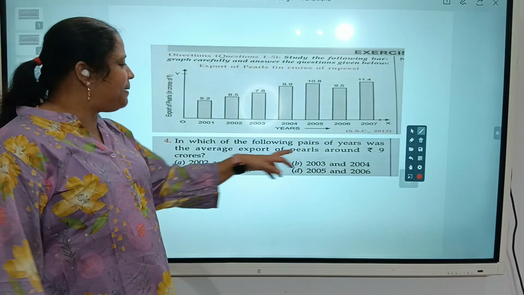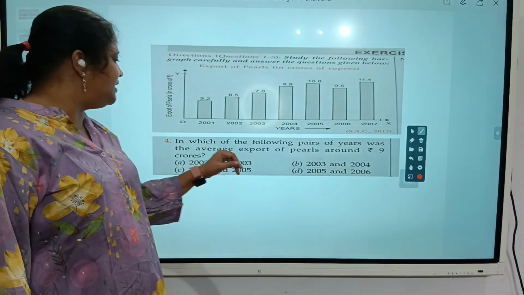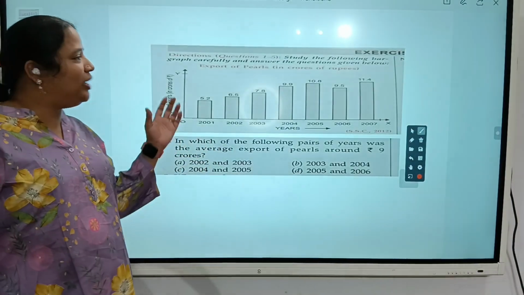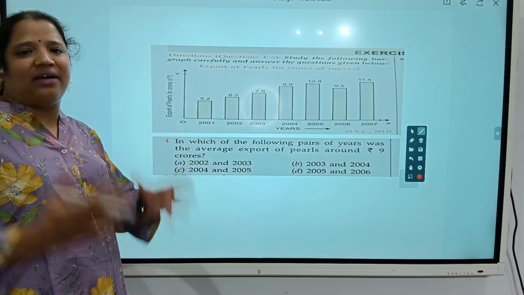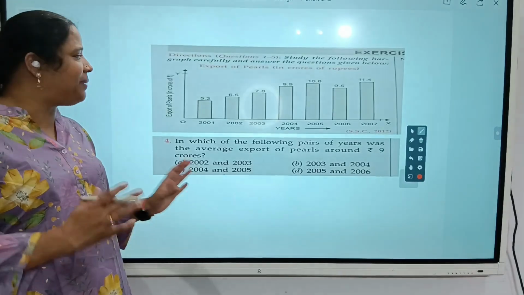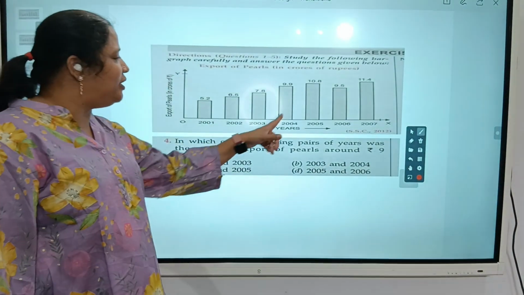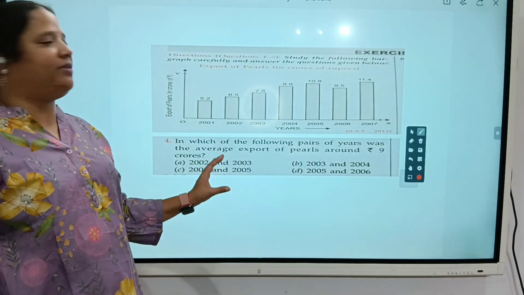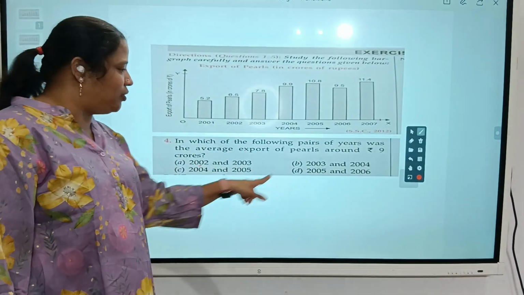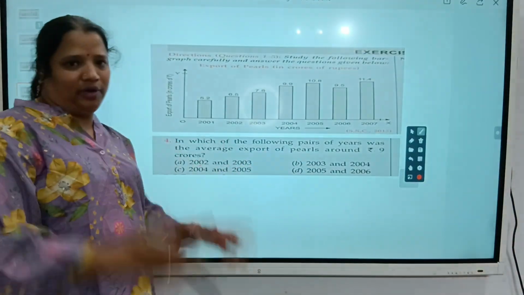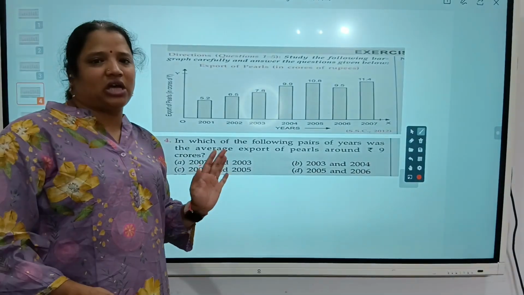In which of the following pairs of years was the average export of pearls around 9 crores? In this question, we have to take the average of 2 years, and the average must come to approximately 9 crores. Instead of calculating every consecutive 2-year average, we will take the answer options only, take those years, and finalize the answer.